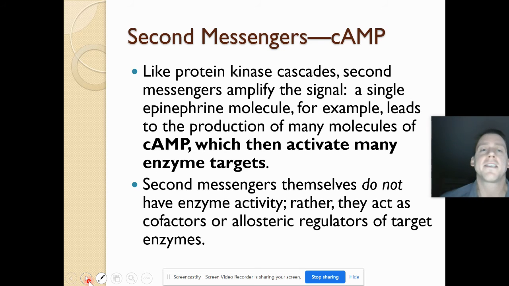Like protein kinase cascades, second messengers still amplify, because we can make a lot of them. A single epinephrine molecule, for example, leads to the production of many molecules of cAMP, which can then activate many enzyme targets, because second messengers do a lot. Second messengers themselves do not have enzyme activity. They aren't proteins, they're not enzymes. They're going to act like cofactors, remember those, or sometimes allosteric regulators of a target enzyme.